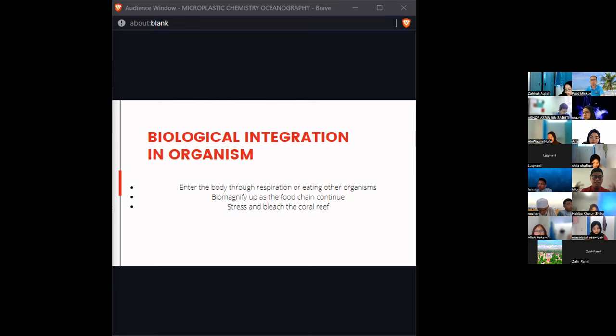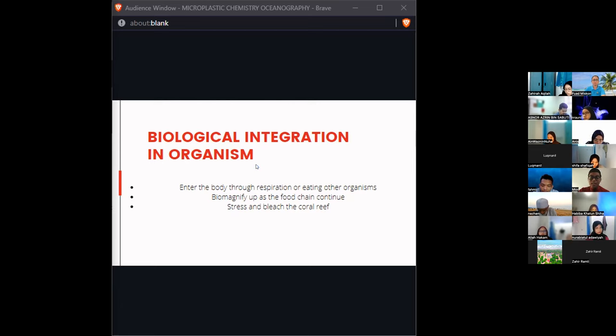Biomagnification means that the higher an organism is in the hierarchy of the food chain, the higher the biomagnification will be in that particular organism. Since we humans are the apex predator in the food chain, we will eat the biggest fish, for example tuna. Tuna will eat so many small fish, and that tuna will accumulate a certain amount of microplastic. And we humans will not eat just one tuna, right? We will eat maybe two or three tuna in a month. So we humans will accumulate so much more microplastic in our body in the coming years.